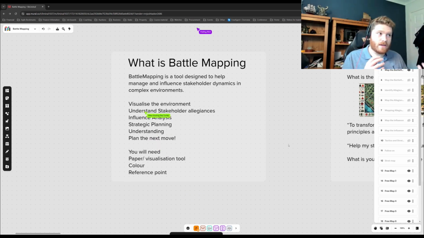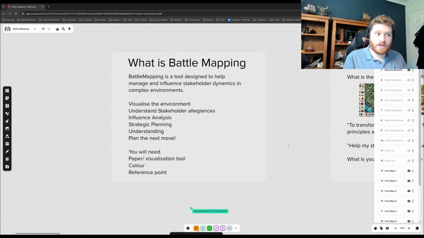We then have the influence. This is looking at how they interact with each other, not just up to you, but how they are working against each other or with each other, or where you can see these lines coming up. Then you're going to be able to understand where you can play in this and what strategic and tactical plays you may want to make. And then ultimately, this is you getting a chance to make your next move.